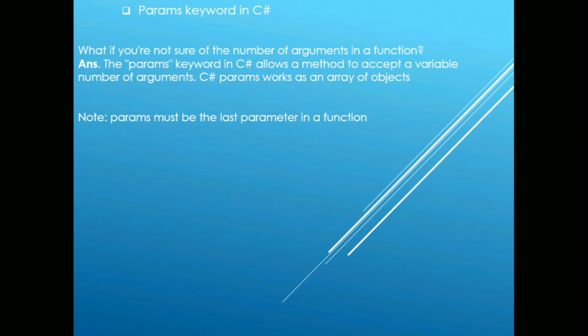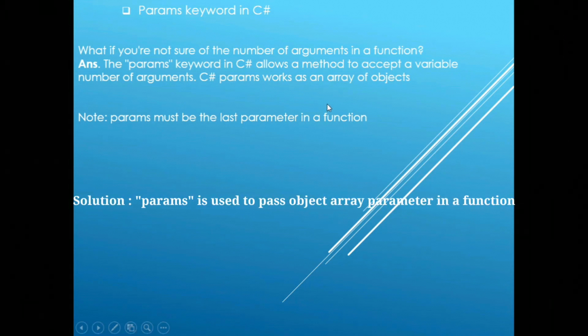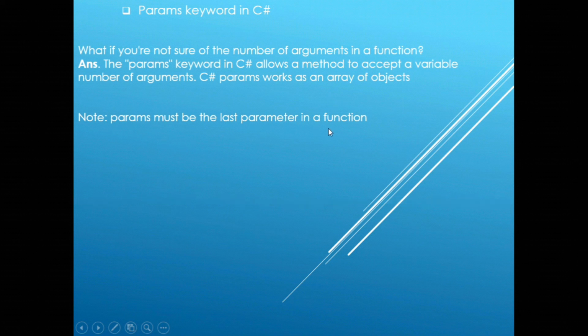Talking about the params keyword. So the question here is, what if we are not sure of the number of parameters that will be passed to a function? How will you write a generic function like that? So the answer is the params keyword. In C Sharp, params works as an array of objects. Make a note that params must be the last parameter in a function.